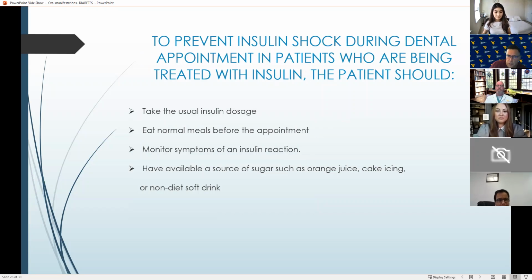To prevent insulin shock during a dental appointment in patients who are being treated with insulin, the patient should take the usual insulin dosage, eat normal meals before the appointment, monitor symptoms of an insulin reaction, and have available a source of sugar such as orange juice, cake icing, or a non-diet soft drink. Next.